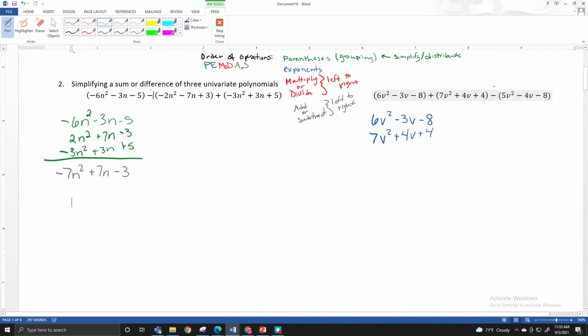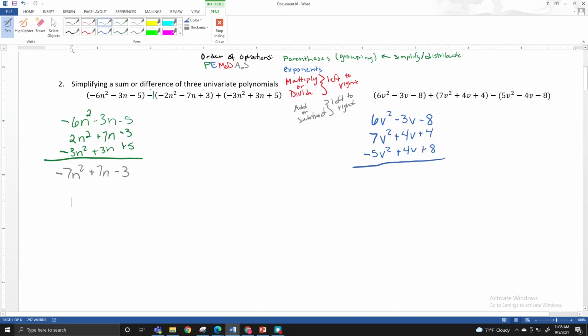Now the last one's got that negative sign, so I'm subtracting all that. So I'm changing the signs, or distributing a -1 gets you the same thing. So instead of a 5v squared, it's going to be a -5v squared. And instead of a -4v, it's now plus 4v. And instead of -8, it's now plus 8.